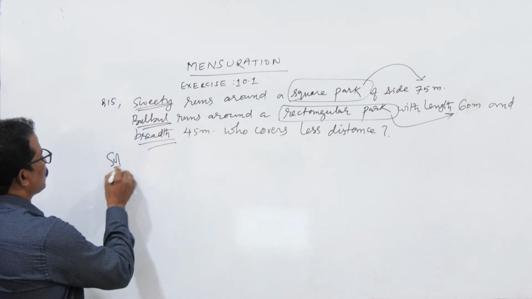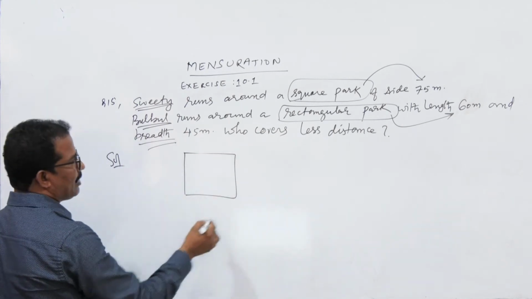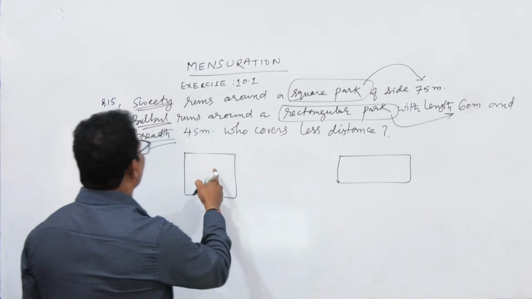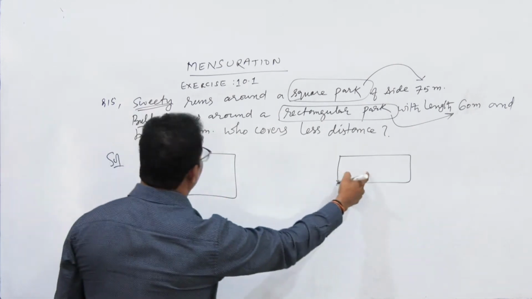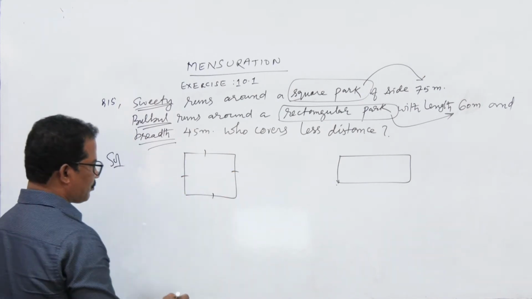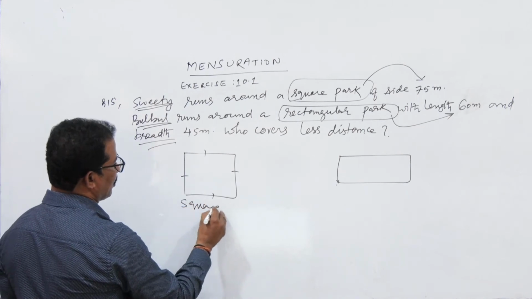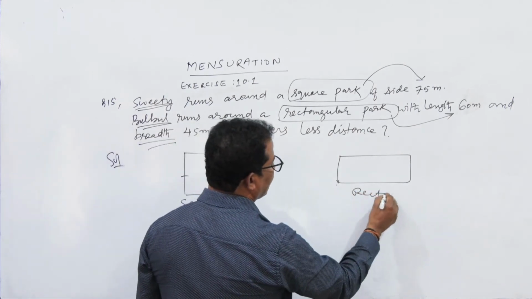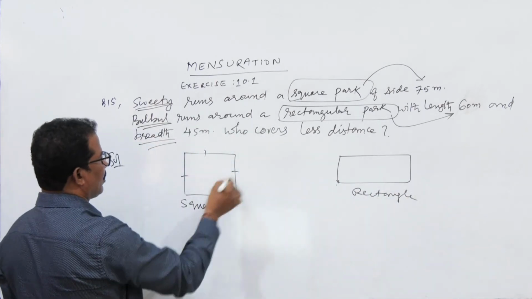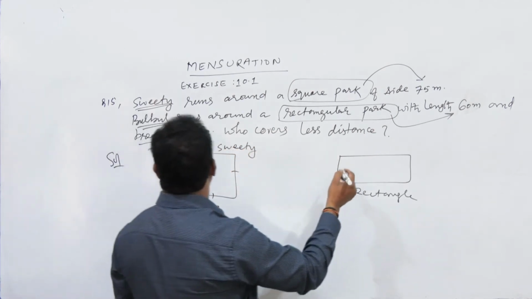Now see, in the solution we have to draw two diagrams. One is for the square, another one is for the rectangle. Around the square who runs? Sweetie. Around the rectangle who runs? Bulbul. So we need to find the total length of the square as well as the total length of the rectangle. It is a rectangle. This one is a square. Around this who runs? Sweetie. Around this who runs? Bulbul.